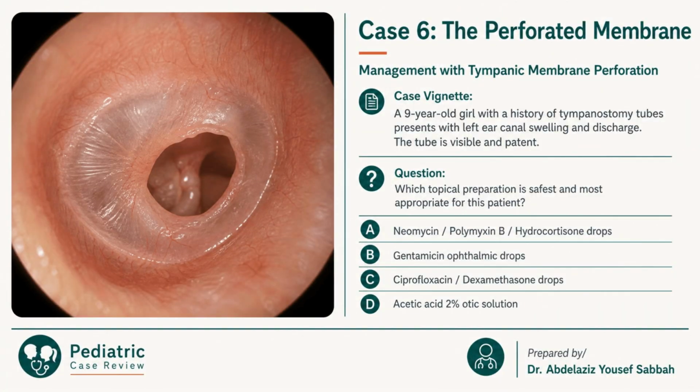Case 6. A 9-year-old girl with a history of tympanostomy tubes presents with left ear canal swelling and discharge. The tube is visible and patent. Which topical preparation is safest and most appropriate for this patient? Option A, neomycin, polymyxin B, and hydrocortisone drops. Option B, gentamicin ophthalmic drops. Option C, ciprofloxacin and dexamethasone drops. Option D, acetic acid 2% otic solution.